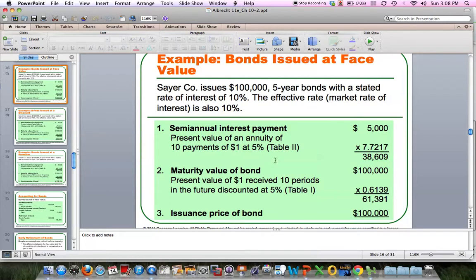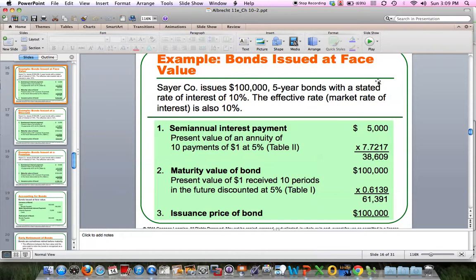And then we have the maturity value of the bond. The Sayre company is issuing this bond, and what they're saying to whoever buys the bond is, we're going to pay you interest of $5,000 every 6 months, and then in 5 years we're going to write you a check for $100,000. So if I'm the only person who buys that bond from them, I write them a check for $100,000 because the market rate and stated rate are the same. Every 6 months they're going to give me $5,000, and then in 5 years I'm going to receive that $100,000 back. So I'm basically lending them money, and they're making interest payments to me, and then of course paying off the principal in one lump sum.